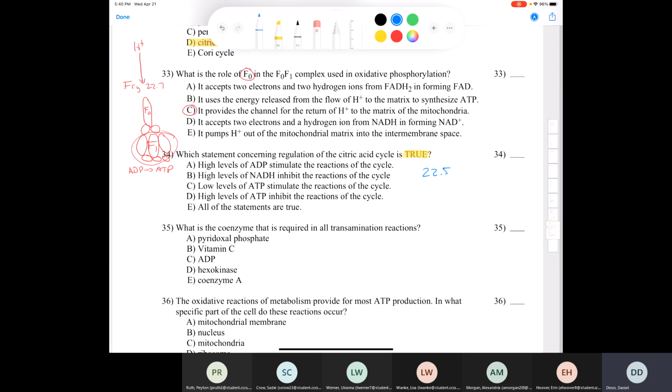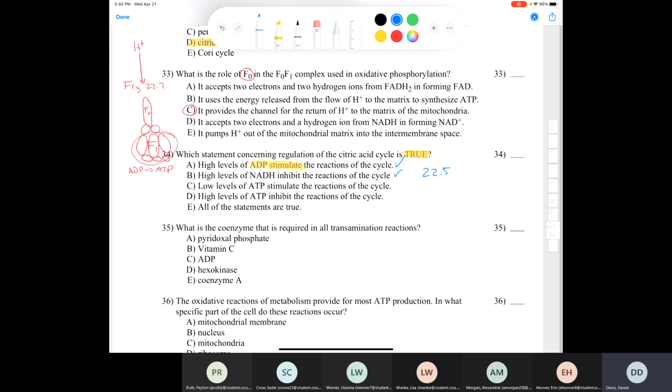Well, what's going to regulate the citric acid cycle? Well, if we have high levels of ADP, is that going to stimulate the citric acid cycle? The answer is yes, absolutely it will, right? Because we have an energy deficiency, right? We don't have enough ATP. What if we have high levels of NADH? Is that going to inhibit the reactions of the citric acid cycle? Yes, because every NADH has a value of 3 ATPs. And so, yes, that's going to inhibit the citric acid cycle because we have a surplus of energy.